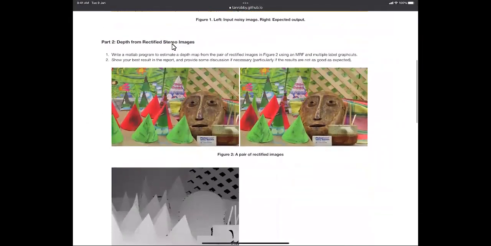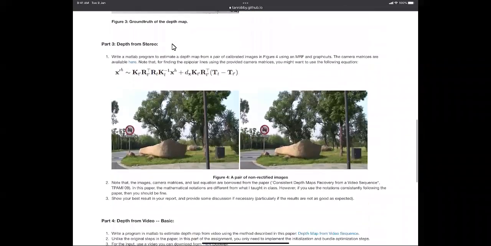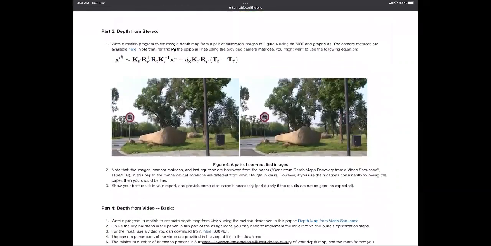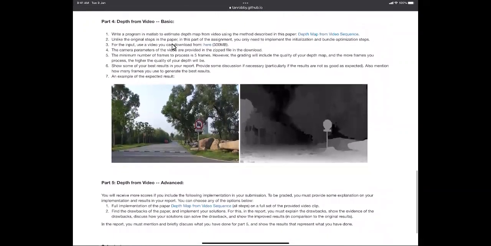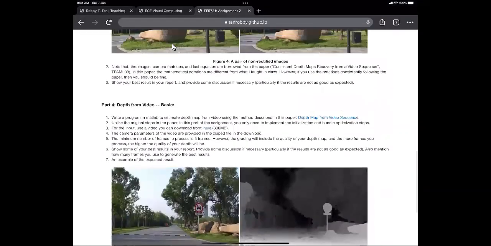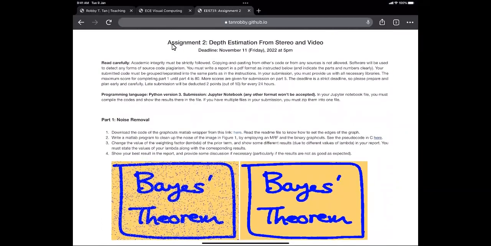And then this is the second part, which is depth estimation, which is multi-label depth estimation. We will discuss this soon after this. And this one is rectified, and this one is non-rectified. Then you have to use the equation. You will learn the equation hopefully today, if not next week. And this one is from video, and that's an advanced part of course. So that's the idea. The deadline will be on November 11th.